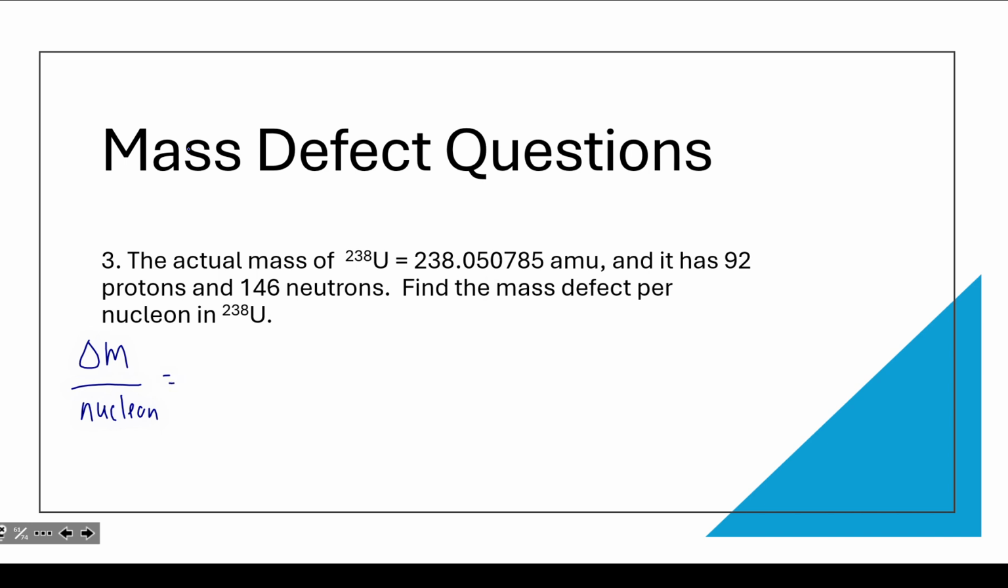All right. Mass defect per nucleon. When I calculated all that out, I got 0.0079132 atomic mass units per nucleon.